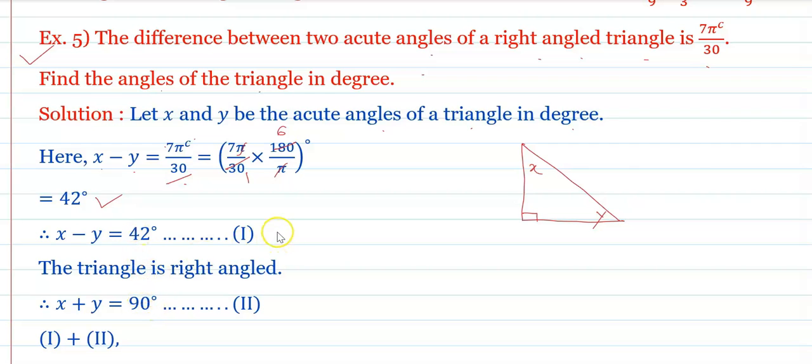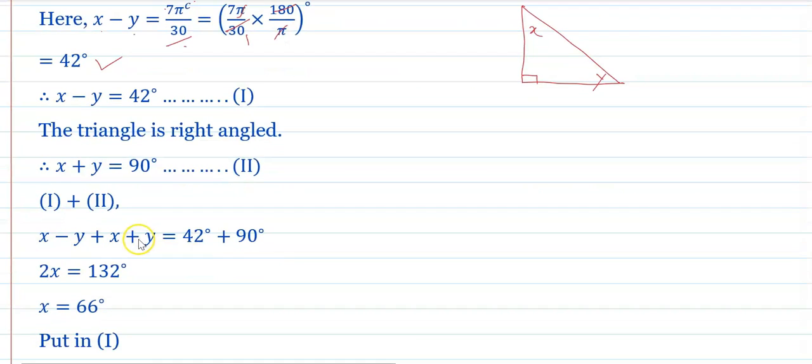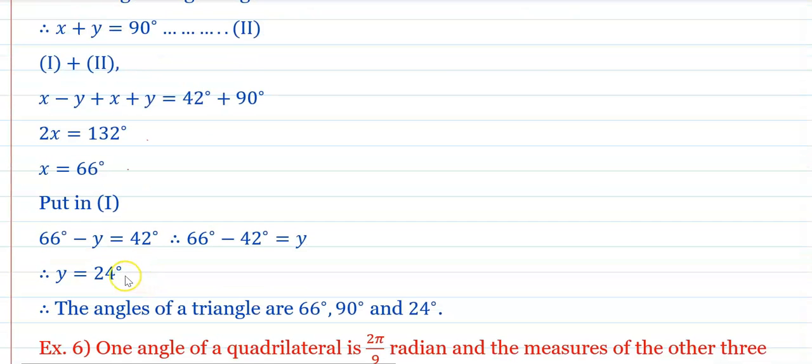Now solve these two equations, a very simple equation. Add these two equations, then you will get 2x is equal to 90 plus 42, that is equal to 132. Hence x is equal to 66 degree. Put in equation 1 and you will get y is equal to 24, and hence the angles of the triangle are 66, right angle 90 and another angle 24.